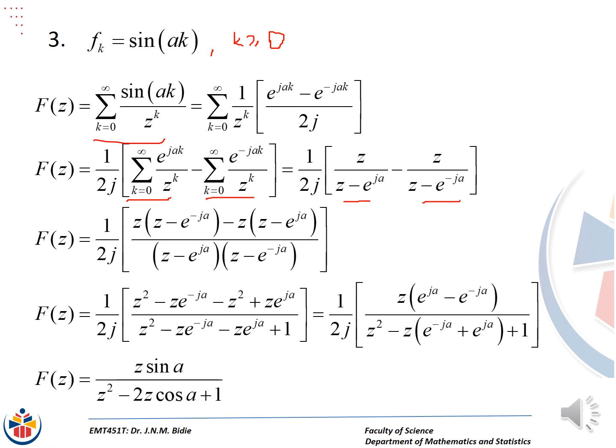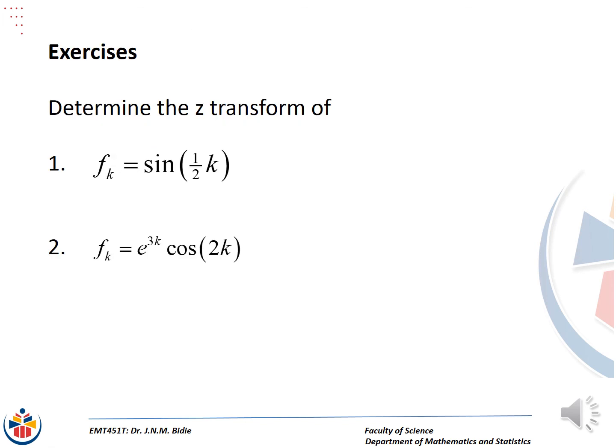Now note, when we get to the second last step, we realize that the numerator has those two terms divided by 2j. That is why they gave us sine a. And in the denominator inside that bracket, we have cos, but now it does not have divided by 2. Hence, we say 2 times cos a. Please confirm this and do the exercises that we have in the last slide.